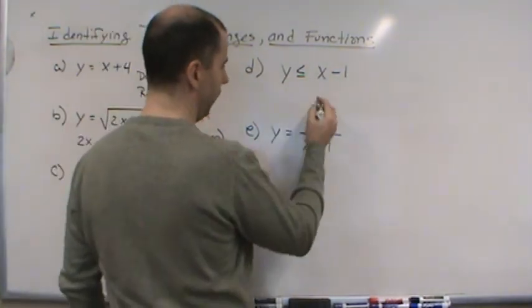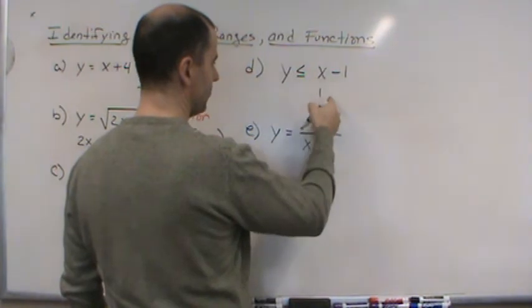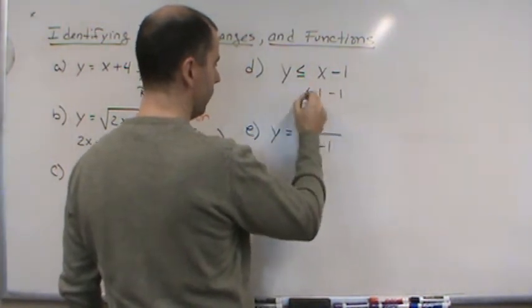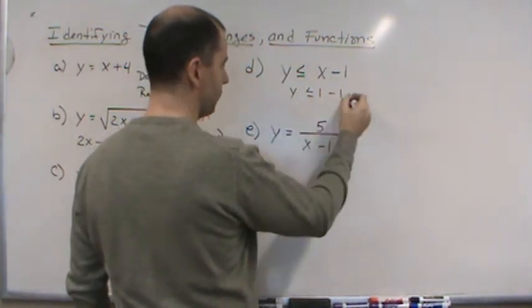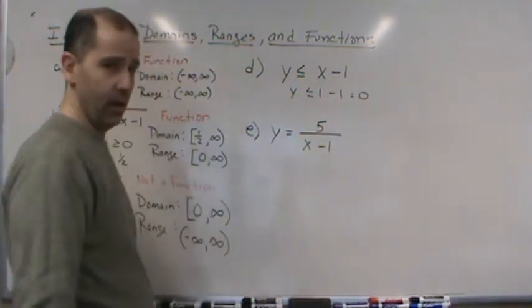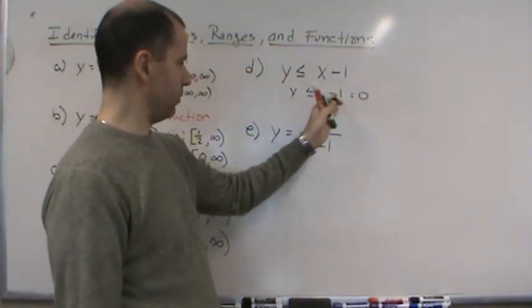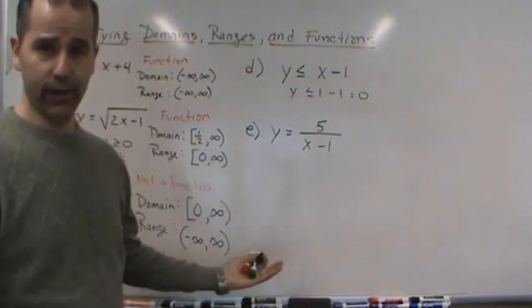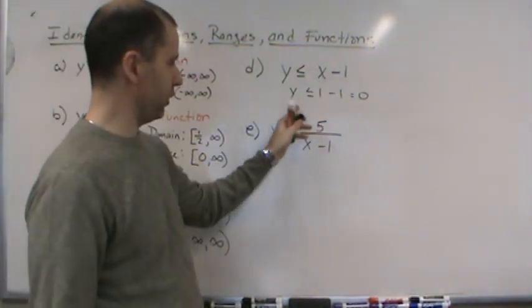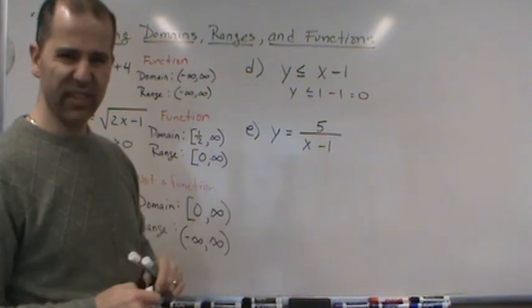Let's just put 1. In this case, we have 1 minus 1, so y is less than or equal to 0. How many y values satisfy being less than or equal to 0? Well, an infinite number. So for one x value, you have an infinite number of y values that satisfy this inequality. So this is not a function.